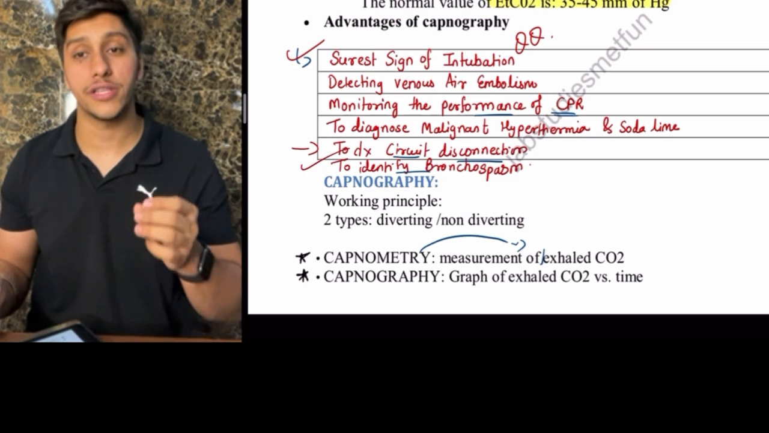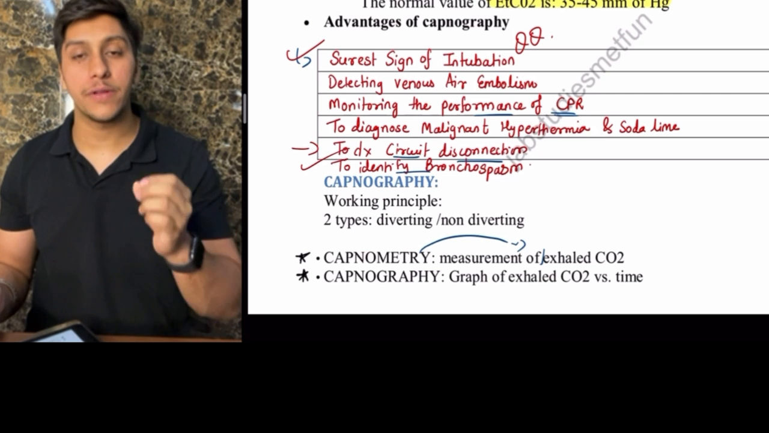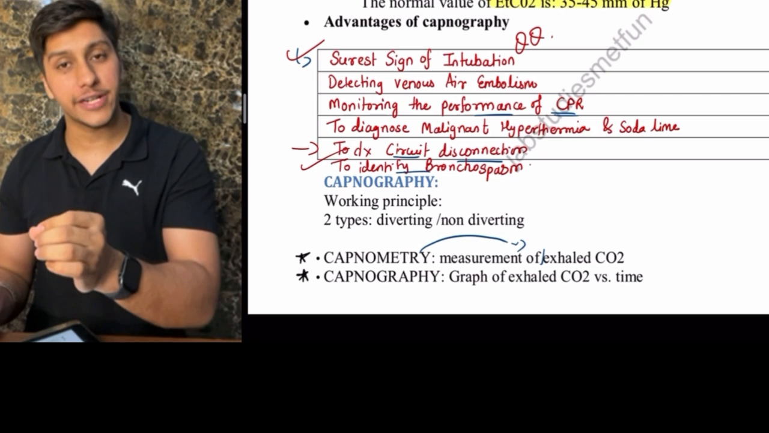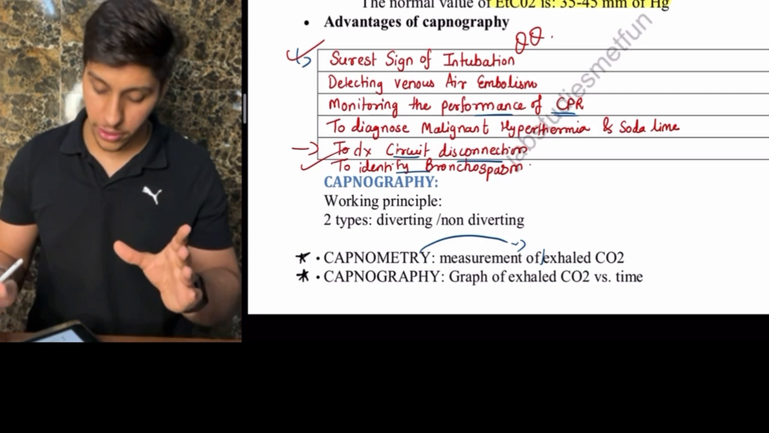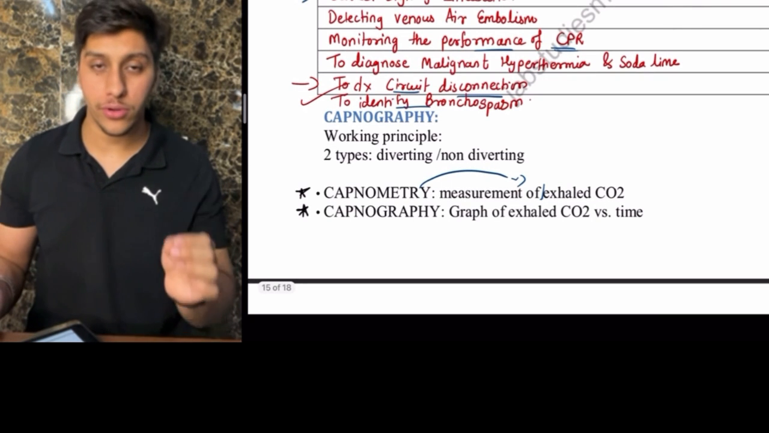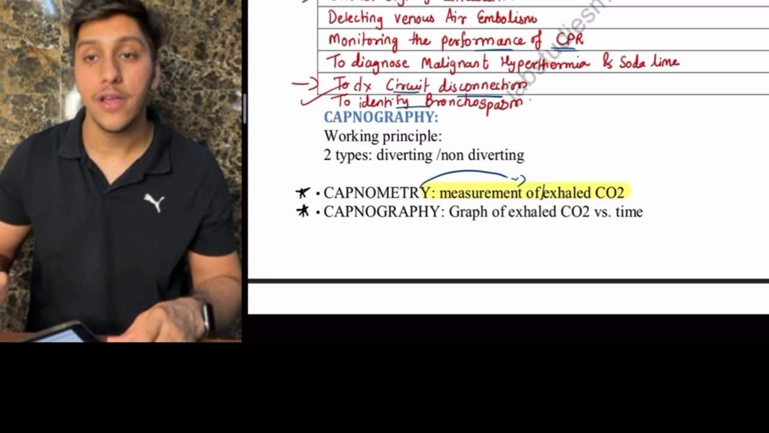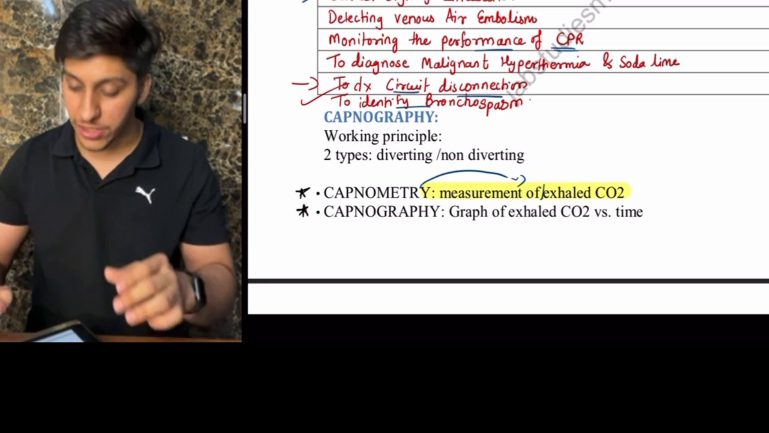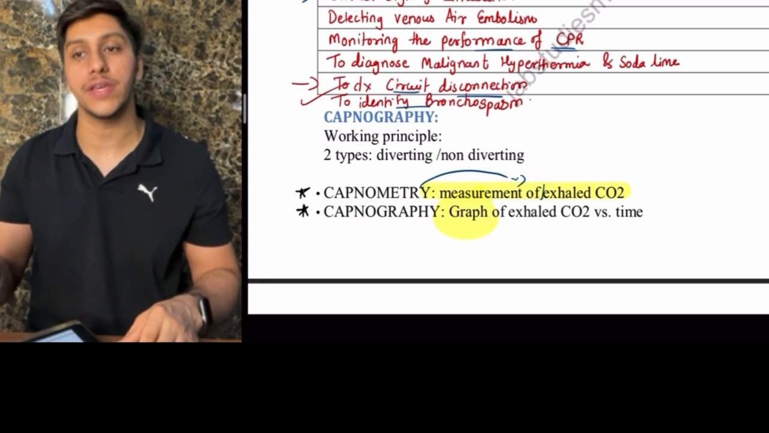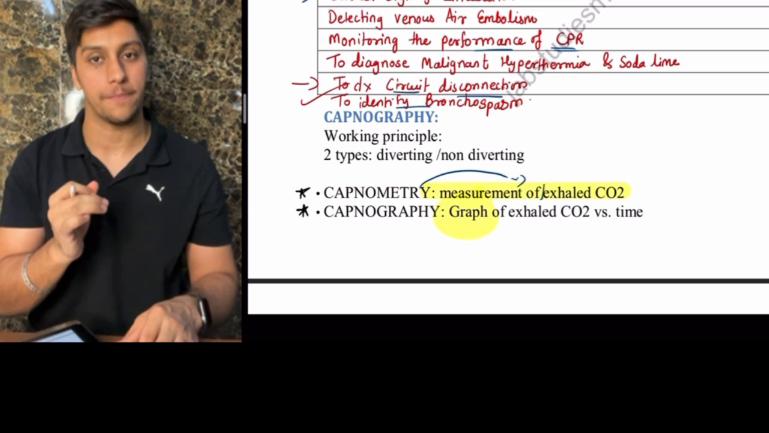If they ask you what the principles are, it has a main principle of diverting and non-diverting type. There are two words which you should know: capnometer and capnography. Capnometer measures the exhaled carbon dioxide, whereas capnography is a graphical representation of the exhaled carbon dioxide with respect to time.